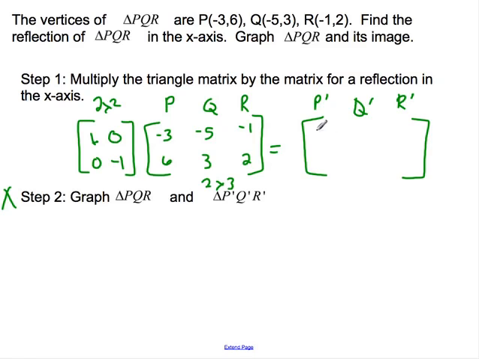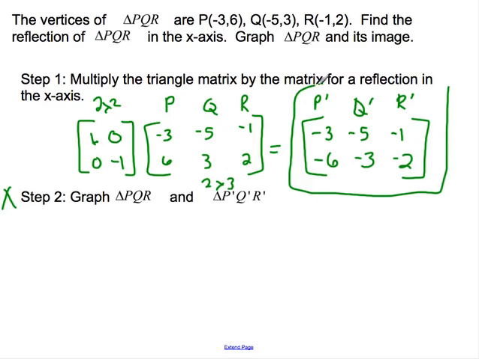All right, welcome back. When you multiply this, hopefully you notice that each of the x coordinates stayed exactly the same, which makes sense if we're reflecting over the x-axis. The x coordinates will stay the same, and our y coordinates all became the opposite. So the opposite of 6 is negative 6, the opposite of 3 is negative 3, and the opposite of 2 is negative 2.